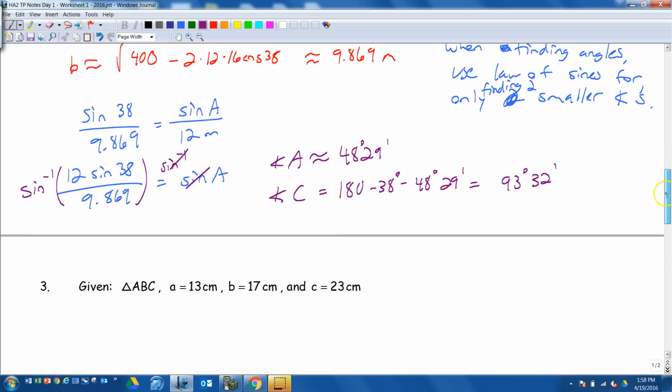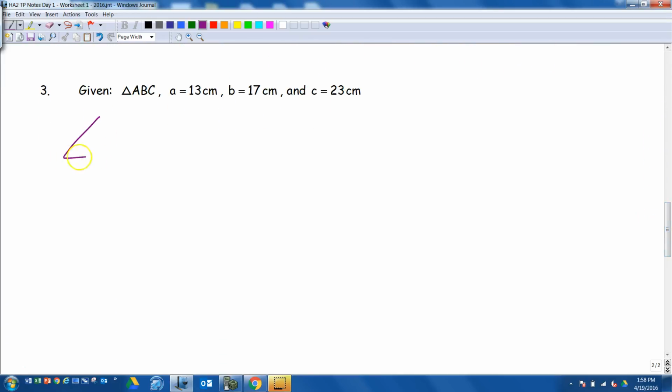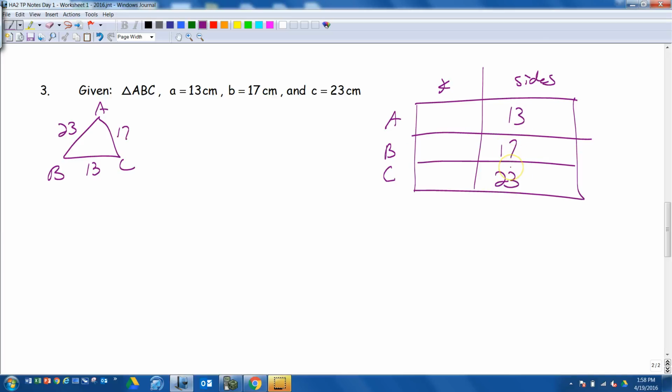Now this one here is very similar to the last one, except now we do not have an angle. We have all three sides. So side B is 17, side A is 13, side C is 23. If you like using law of sines, we only use law of sines when it's the smaller angles, which means I have to use law of cosines first, because I have nothing that matches up with an angle. But when you are using law of cosines, it's good to find the obtuse angle, or the biggest angle if possible.